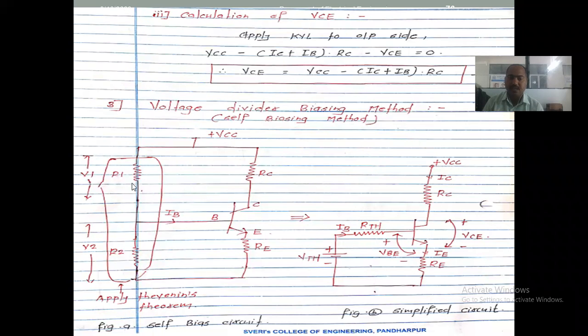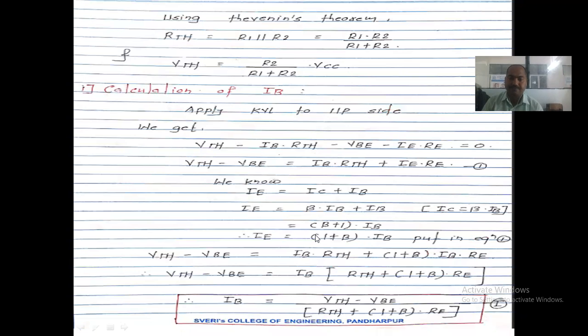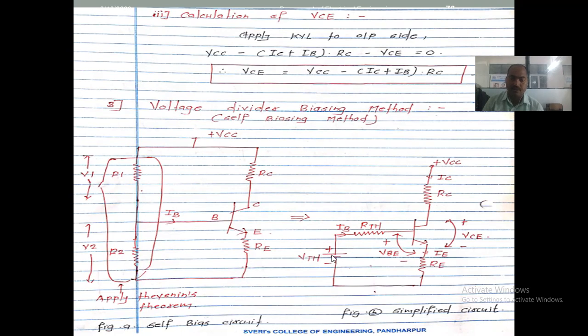For R1 and R2, we apply Thevenin's theorem. Applying it across this point, this is nothing but the resistance R2. So VTH is R2 divided by R1 plus R2 into the applied voltage, that is plus VCC. So VTH equals R2 divided by R1 plus R2 into VCC. This is the value of VTH.